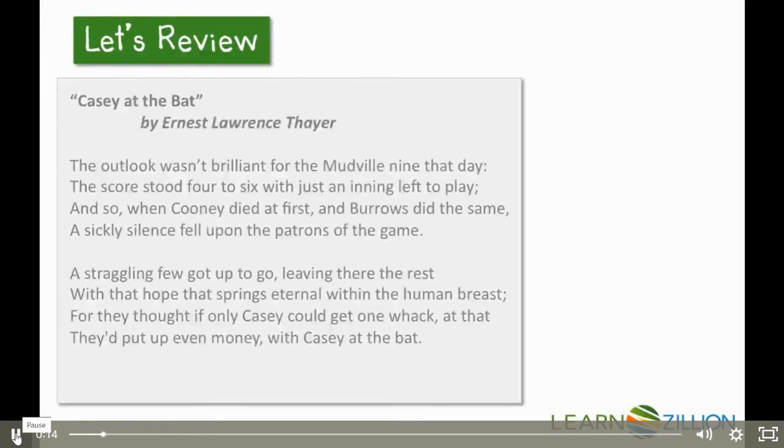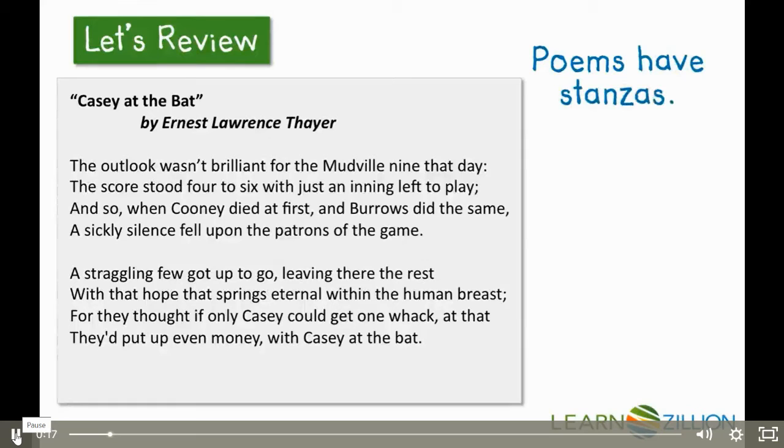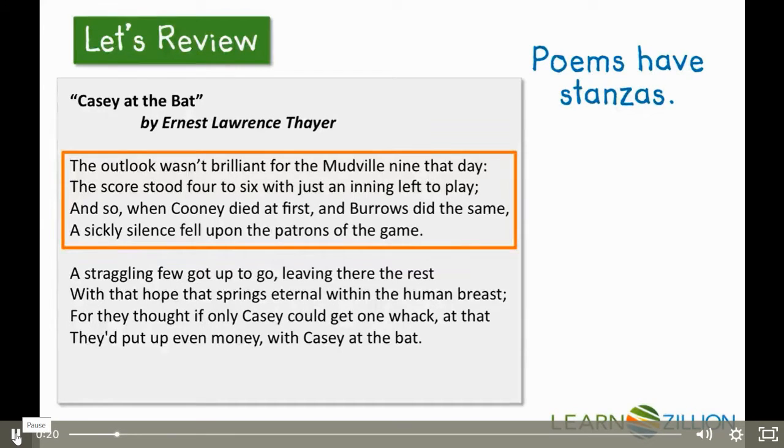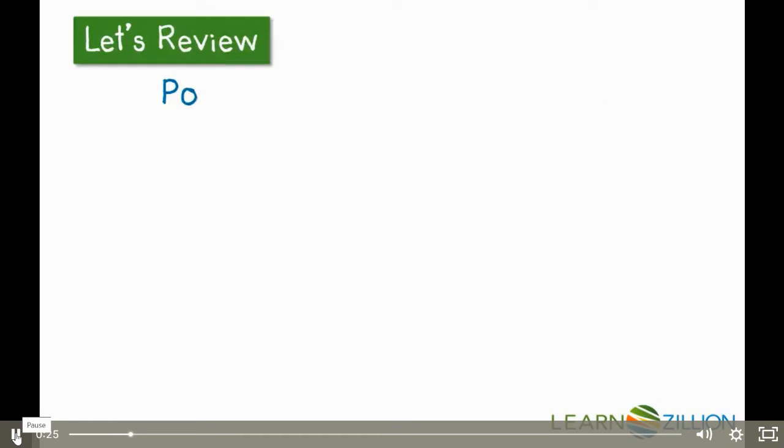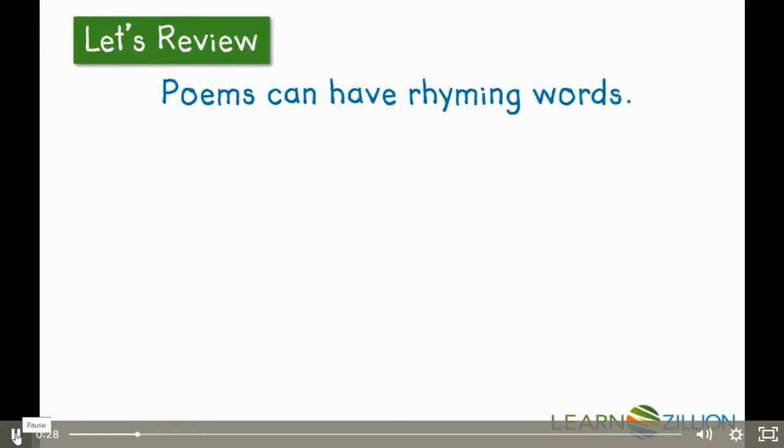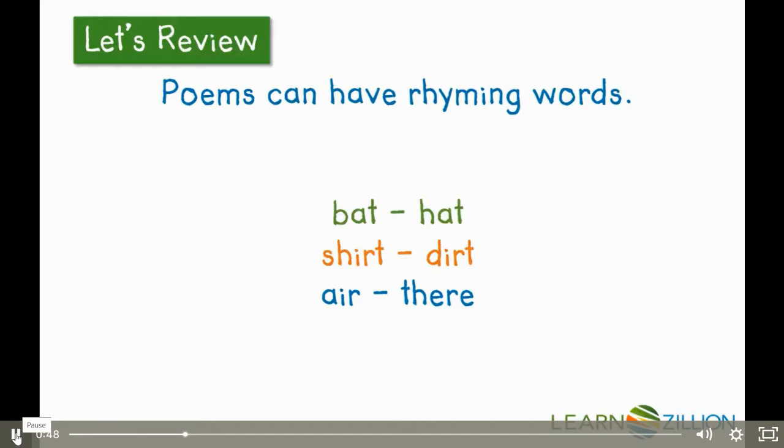Let's review. We've learned in previous grades that poems have stanzas. Stanzas act like paragraphs. They break the poem into smaller chunks and they help separate ideas. We also know that poems can have rhyming words. Rhyming words have the same ending sound, like that and hat, or shirt and dirt. As long as the ending sound is the same, it's a rhyme. But the spelling doesn't have to be the same, like with the rhyme air and there. Even though those two words look different, they have the same ending sound, and that's what makes them rhyming words.